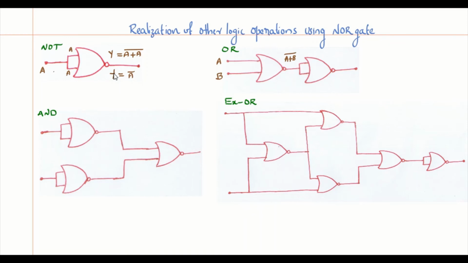Next is OR gate. Let the inputs are A and B. The output of the first NOR gate is A plus B complement, and A plus B complement and A plus B complement are given as the input to the second NOR gate, so that the output becomes y equal to A plus B complement plus A plus B complement whole complement. Since A plus A equal to A, we can say that A plus B complement plus A plus B complement is nothing but A plus B complement. So the output y becomes A plus B complement complement, that is A plus B. So that the OR gate can be realized using NOR gate.